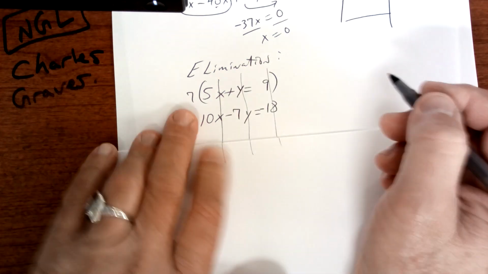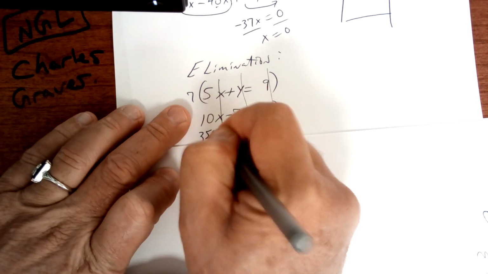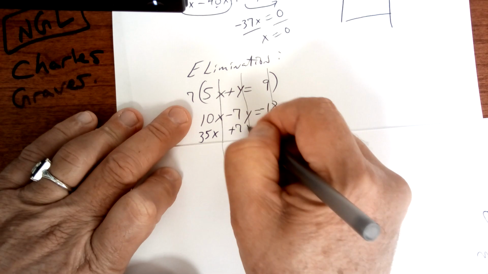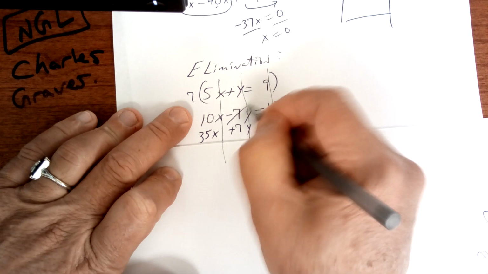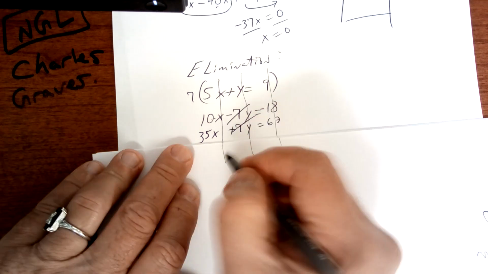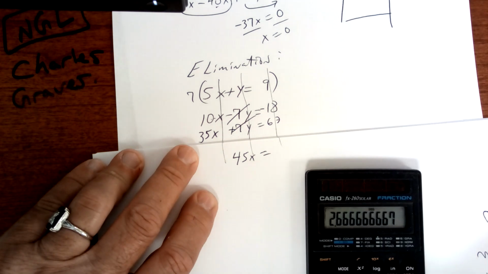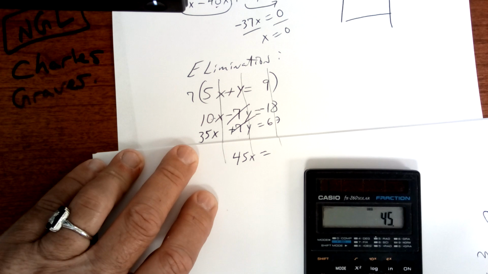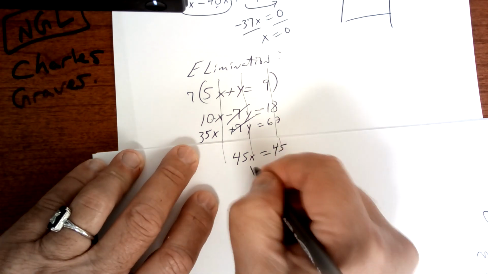So 7 times 5 is going to give you 35x. And then right here, you're going to get a plus 7y. And 7 times 9 is going to give you 63. These cancel. That gives you 45x is equal to whatever that is. So 63 minus 18, I have a suspicion on what it is. It's 45. And I like that because when I divide by this 45, I get 1.